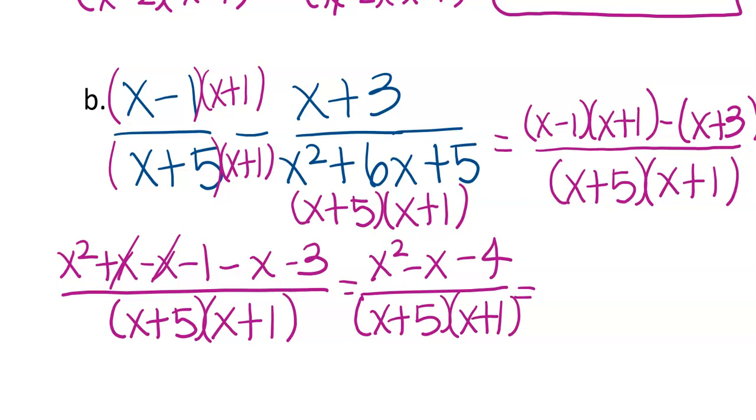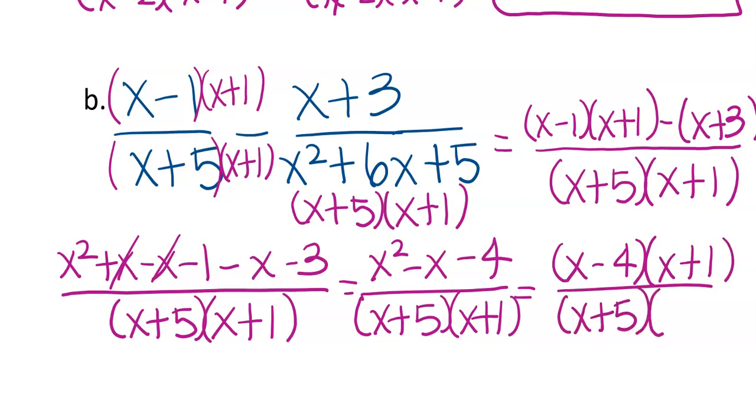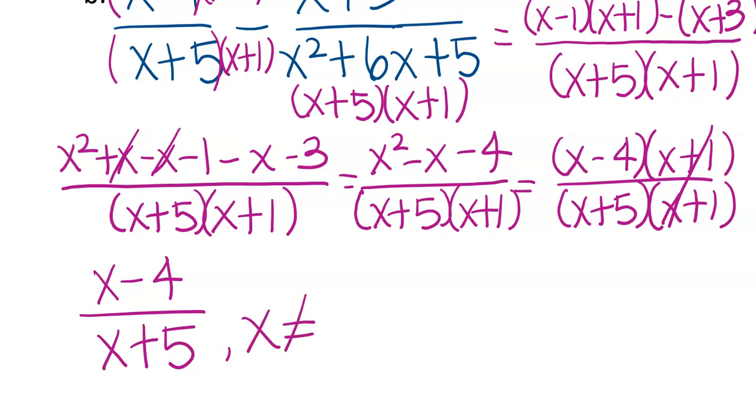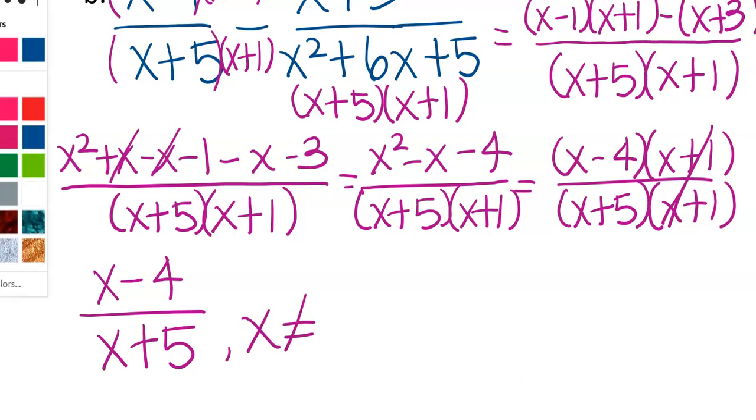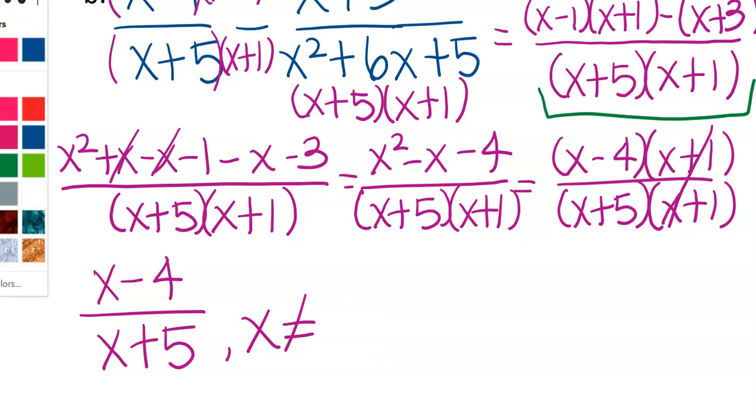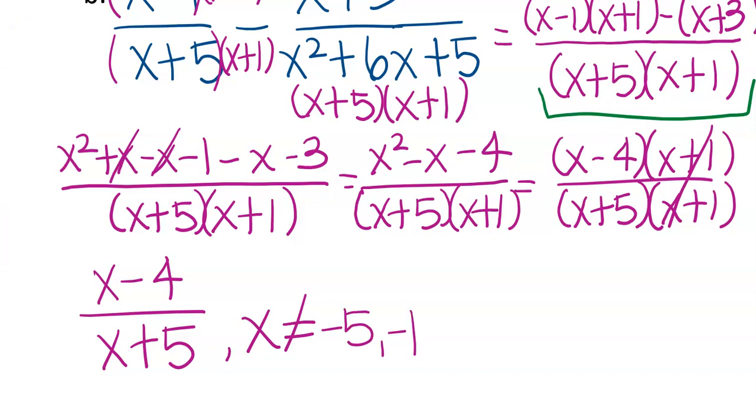Trinomial once again. X minus 4, x plus 1 over x plus 5, x plus 1. The x plus 1s are gone, and we are left with x minus 4 over x plus 5, and the restrictions are right here. We can't have negative 5, and we cannot have negative 1.